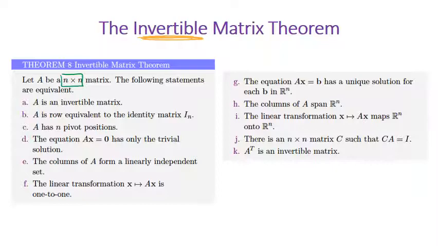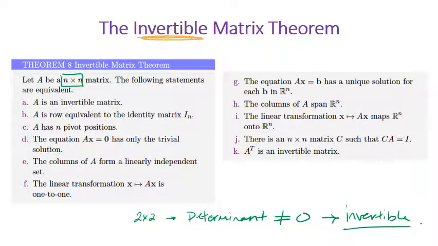Okay. Now, one thing that is not part of this theorem, but it's something that we saw in the previous section, you'll see this in your homework also. If you have a 2 by 2 matrix, for example, and the determinant does not equal 0, then the matrix is invertible. And you'll want to remember that for your homework over this section.